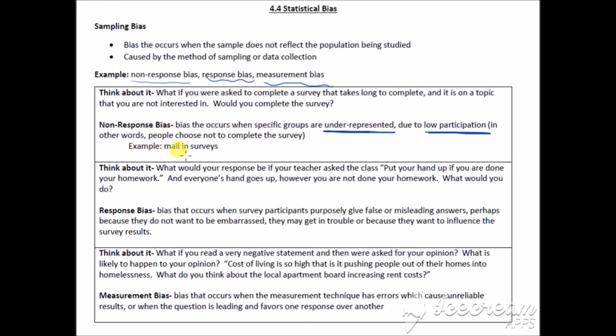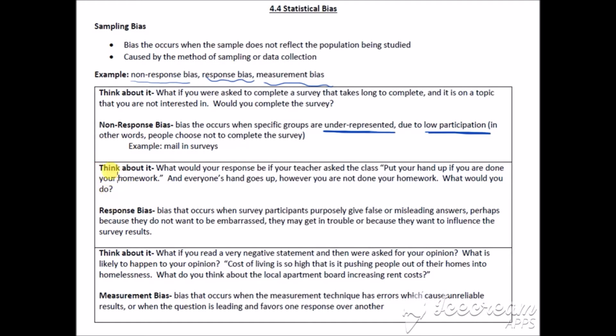An example of this is like mail-in surveys. So they ask you to mail something in. Well, you have to be committed enough to complete the survey, put it in an envelope, put a postage stamp on it, go to the postage box, and actually put it in. Okay, that's a big commitment for something that you don't want to do.